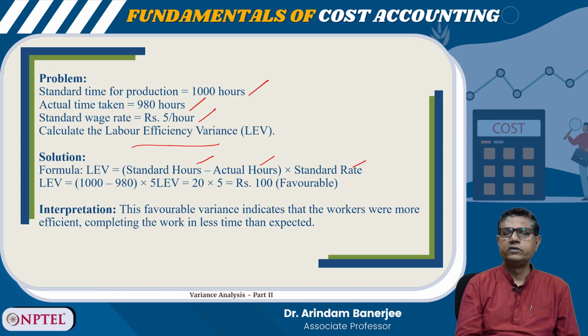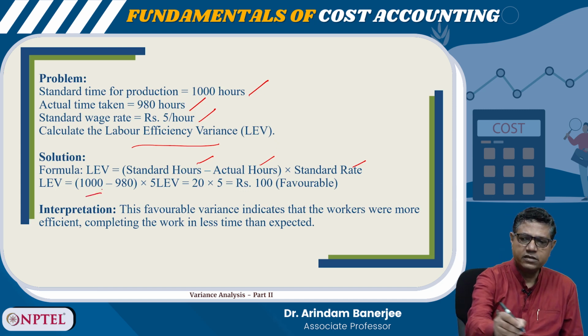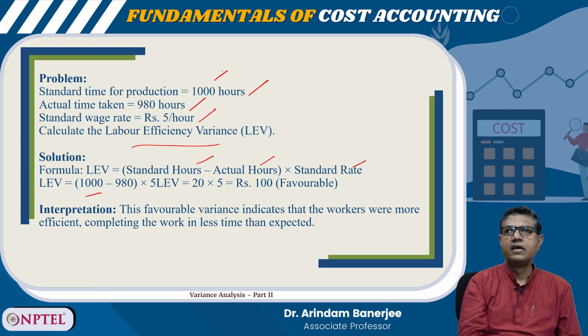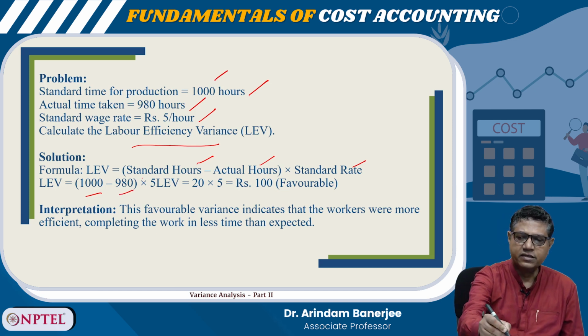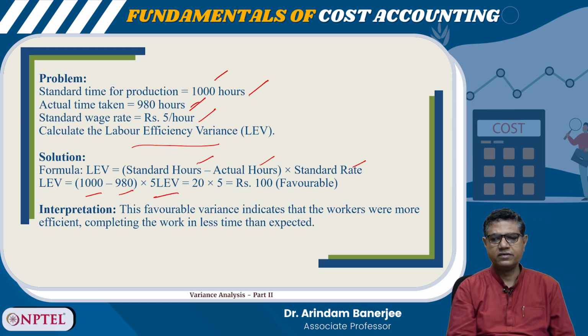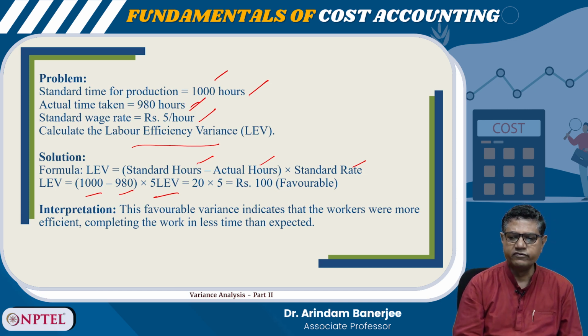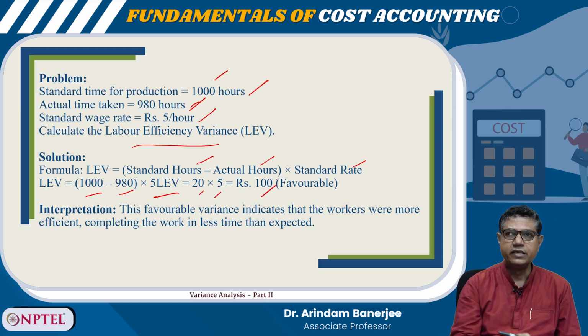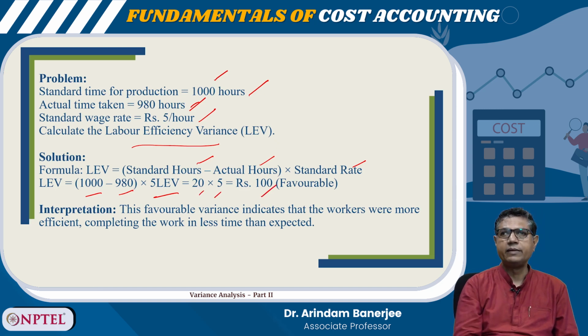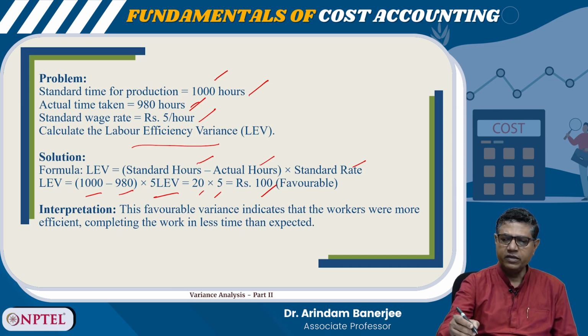So standard hours, you see, is given here as 1000, right? And actual hours given here is 980, into the standard rate, which is given as 5, right? So labor efficiency variance will be equal to 20 into 5, so 100. You see the actual time taken is less than the standard time. So it is favorable, it is 100 favorable, right?